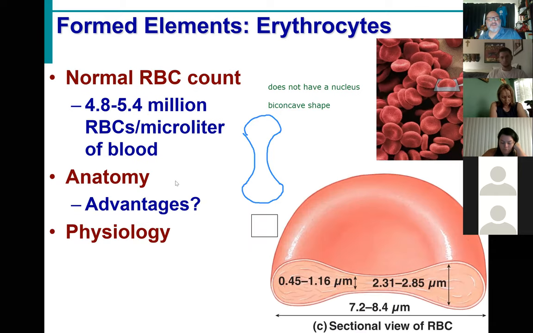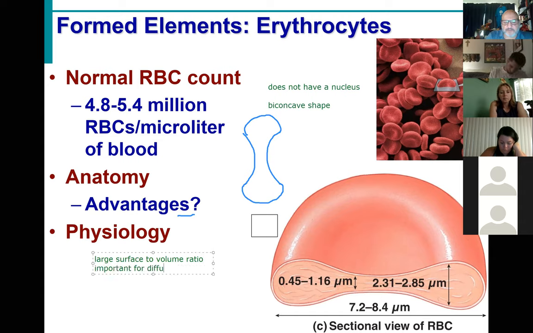Right? What's the advantage of this anatomy? Or more specifically, advantages of this anatomy, this biconcave shape? The higher surface area. Excellent. It has a very large surface to volume ratio, which, as we know, is going to be important for diffusion. The binding and unbinding of oxygen inside of this cell is completely passive. There is no energy use. So again, this is a passive process. So having that massive surface to volume ratio is very, very important for that.